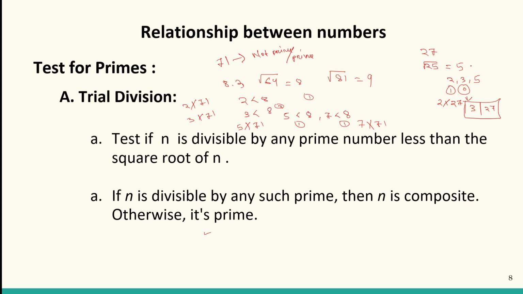So before 5, what we had was 2 and 3 as prime numbers, and actually 3 divides 27 and leaves a remainder of 0. So what we can say here is that this point comes into picture and n is a composite number. So 27 is a composite number.